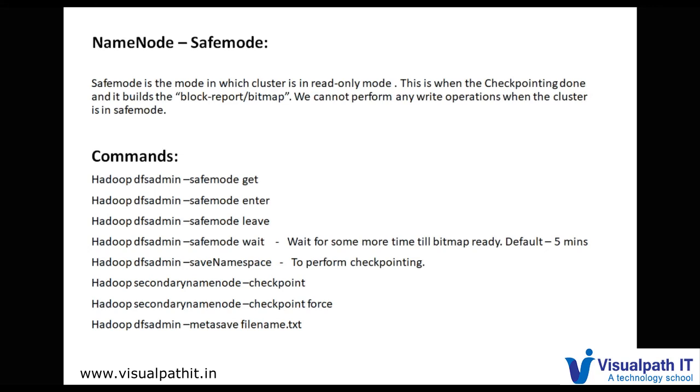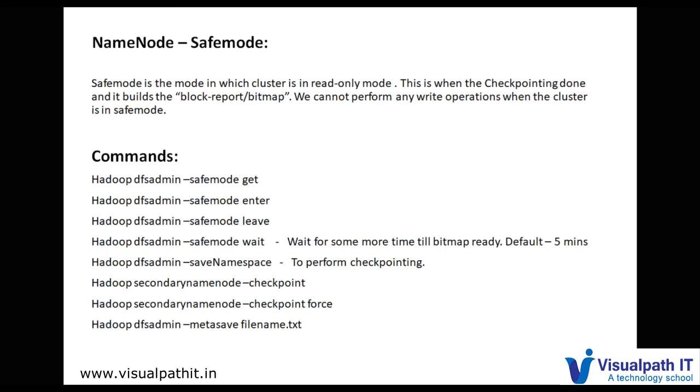Safe mode means it will not allow write access. If the name node is in safe mode and you try to copy some data from outside to the Hadoop cluster, it will reject it, and it will mention that the name node is in safe mode. So only read operations will be allowed. Write operations will not be allowed until safe mode is left. Okay, so these are the safe mode commands.